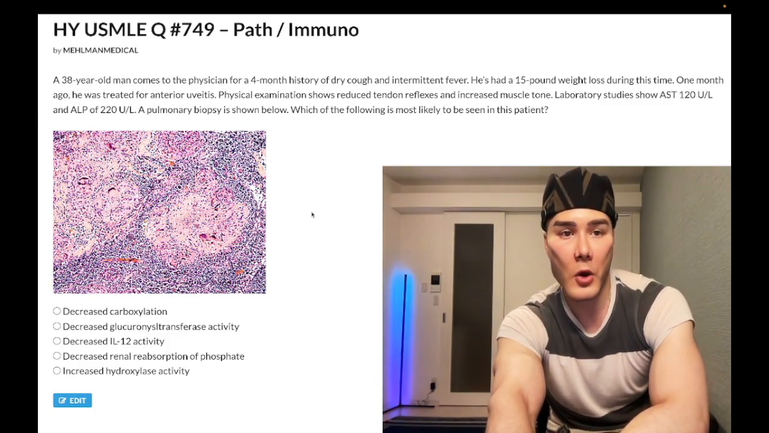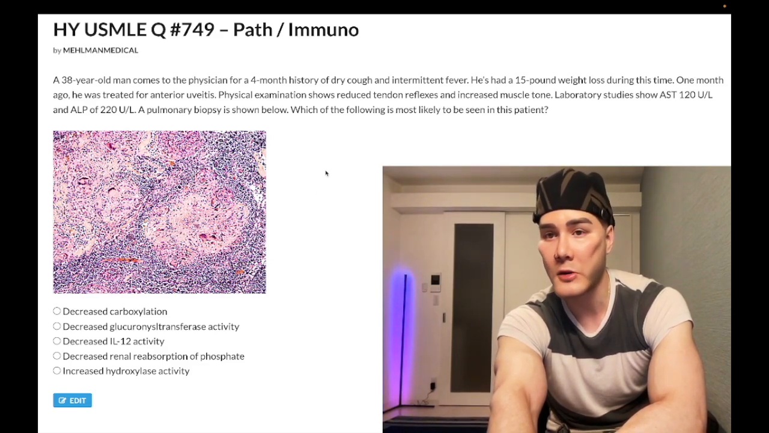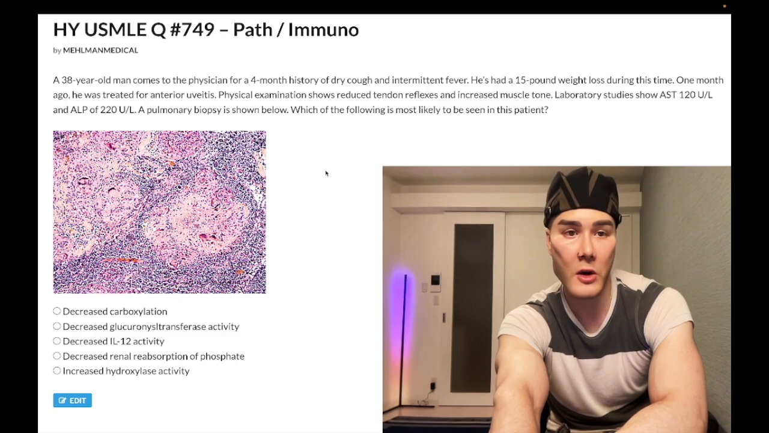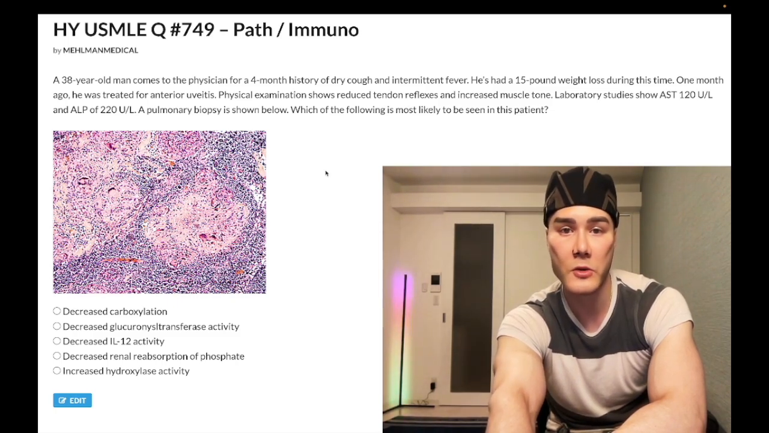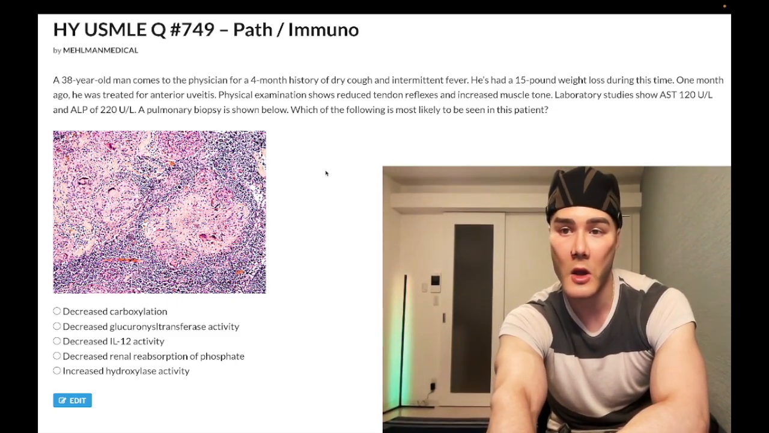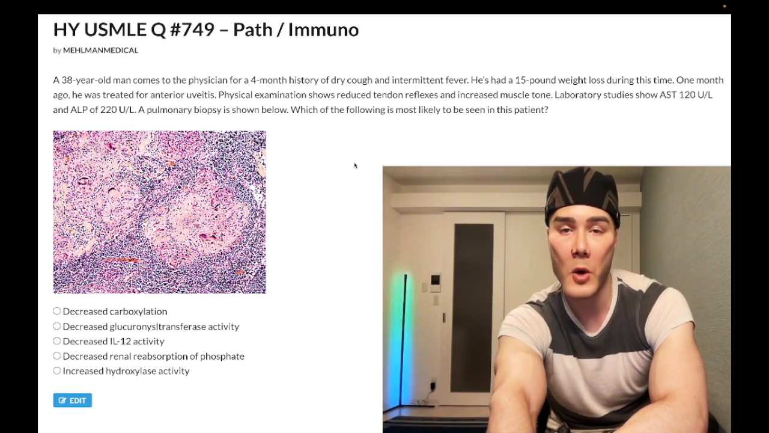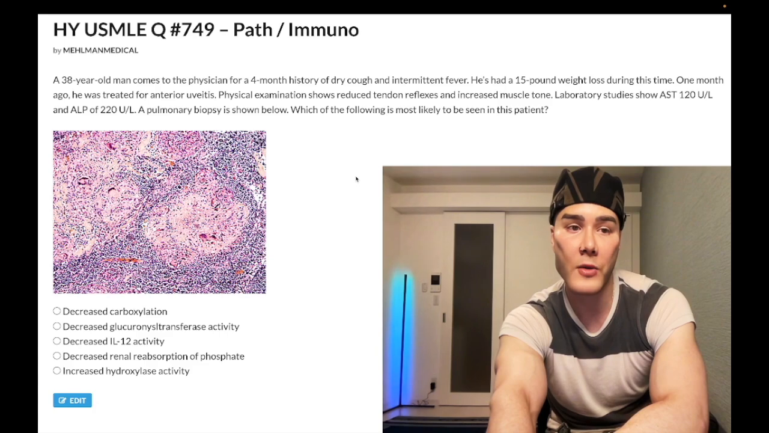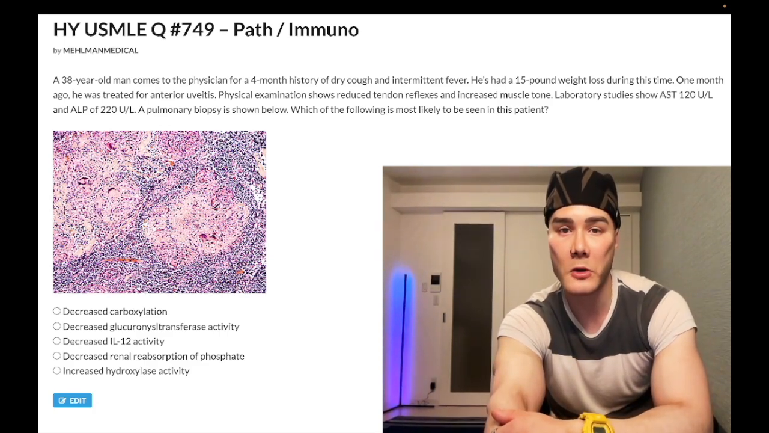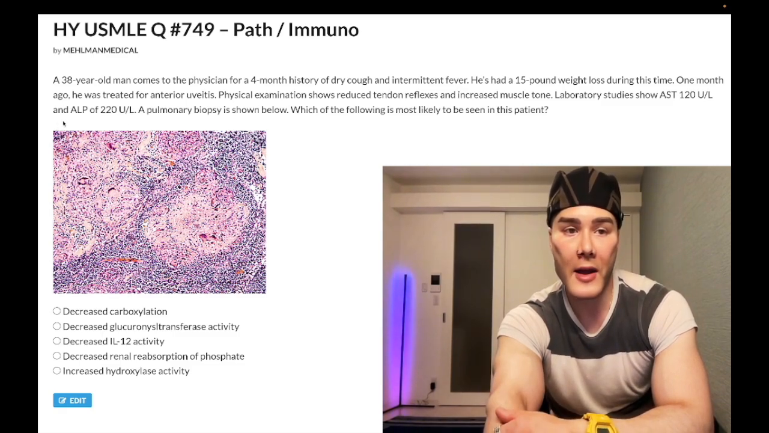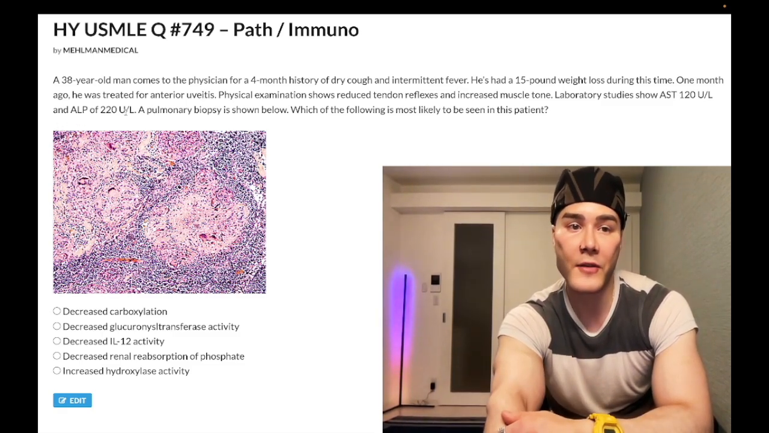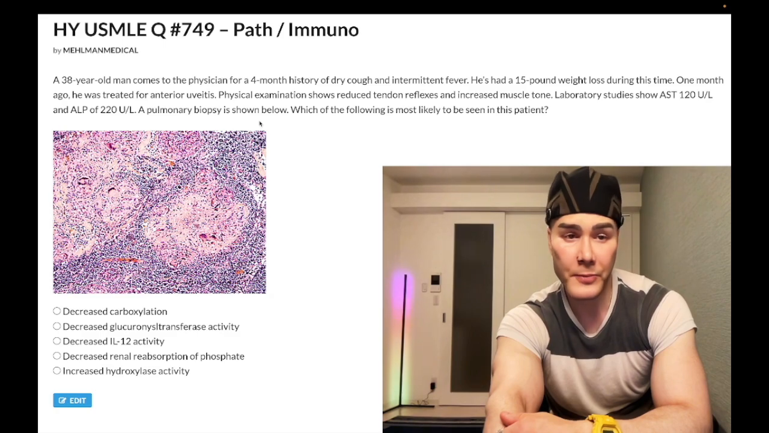So 38-year-old man, 4-month history of dry cough, intermittent fever. He's had a 15-pound weight loss during this time. 1 month ago, he was treated for anterior uveitis. Physical exam shows reduced tone reflexes, increased muscle tone. Laboratory studies show AST 120, ALP 220. They're both elevated. So AST should be under 50, ALP should be 50 to 150. I know you'd have the lab values available to you on the exam, but that's the point, that they're both elevated. Pulmonary biopsy is shown below.